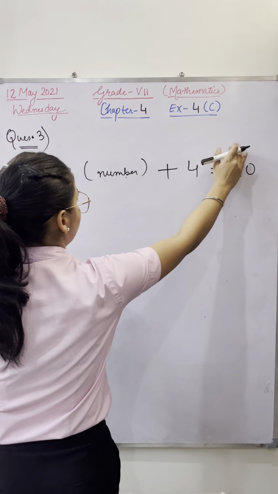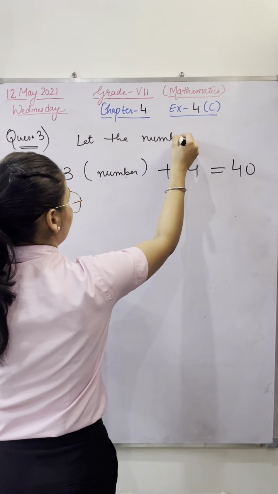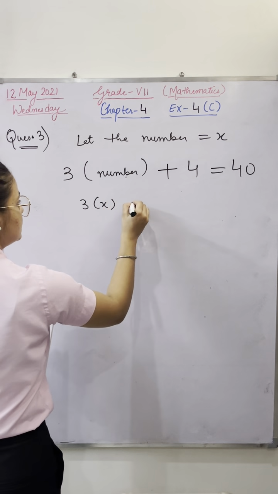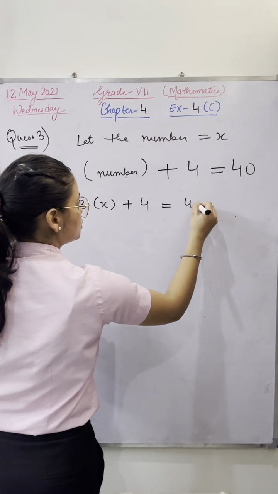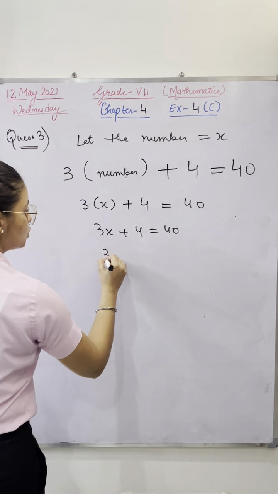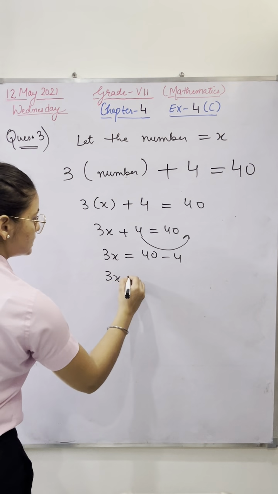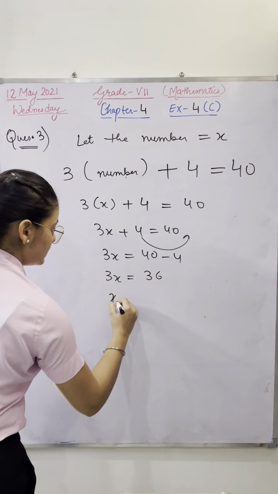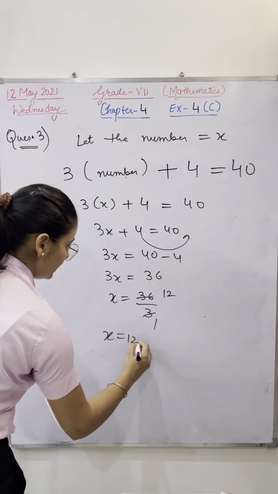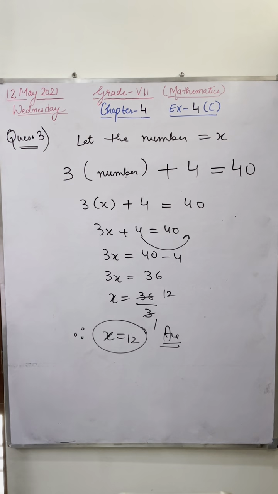First of all, in the very first line you have to write: let the number, whatever number you are writing here, let the number be equal to x. Now write 3 times x increased by 4 is equal to 40. So 3x plus 4 is equal to 40. 3x is equal to 40, and 4 will go that side, minus 4. 3x is equal to 36. x is equal to 36 upon 3. 3 twelves are 36. Therefore, your number is 12. It is the answer.